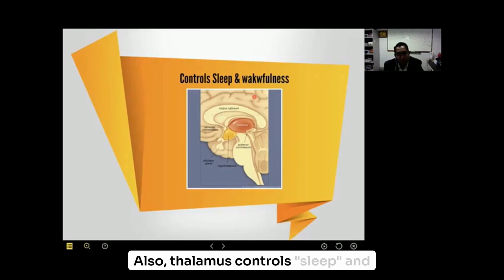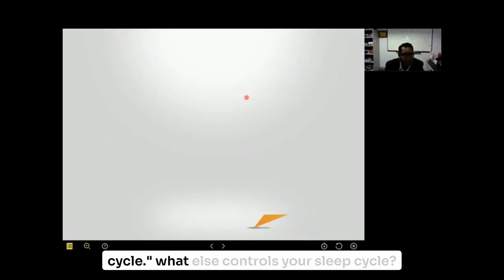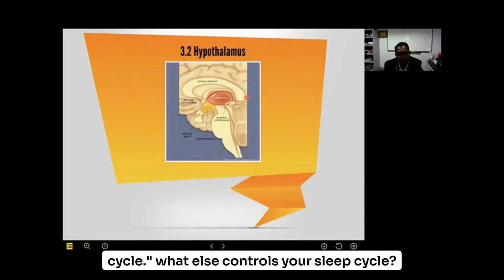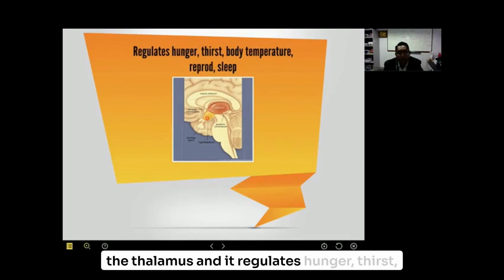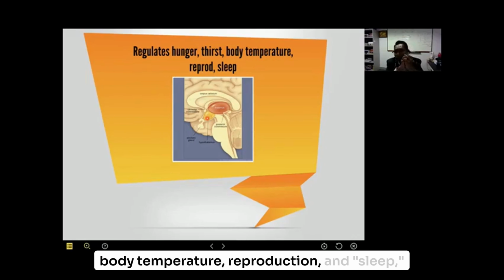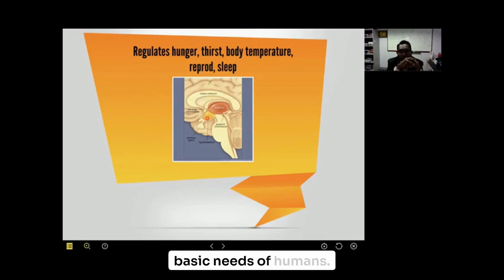Also, thalamus controls sleep and wakefulness. So it controls your life cycle. What else controls your life cycle? Your sleep cycle. Hypothalamus is this structure underneath the thalamus, and it regulates hunger, thirst, body temperature, reproduction, sleep, the most basic needs of humans.